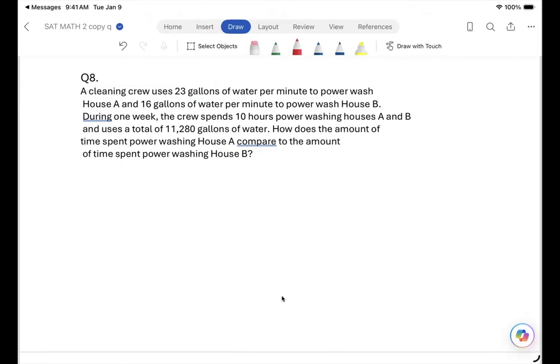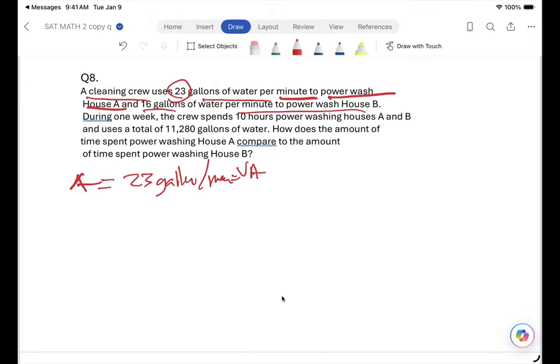So you have what? A cleaning crew that has 23 gallons of water per minute to power wash house A. So house A, they use 23 gallons per minute. That's their velocity, right? VA. They said for house B, they use 16. So B, 16 gallons of water per minute.